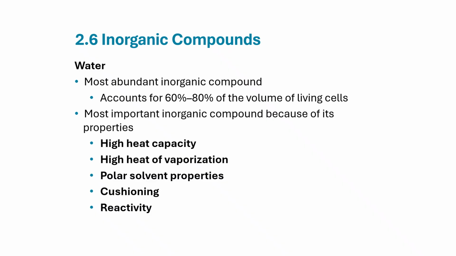All right, so let's start with inorganic compounds, water. Water is the most abundant compound in all of our bodies. It accounts for 60 to 80% of the volume of all of our living cells. Water declines as we age. So younger people, such as infants, have a larger percentage of water, whereas as we age, we lose our water content. We have less percentage of water. It's the most important molecule in our bodies.